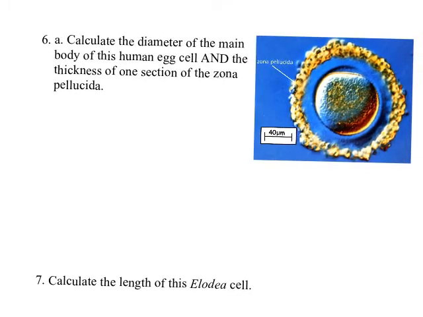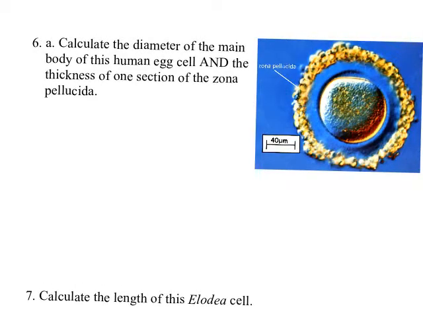All right, so this is an egg. Calculate the diameter of the main body of this human egg and the thickness of one section of the zona pellucida. Okay, so when you're doing the egg, I got 3.4 centimeters in my measurements. So let's do the egg first.